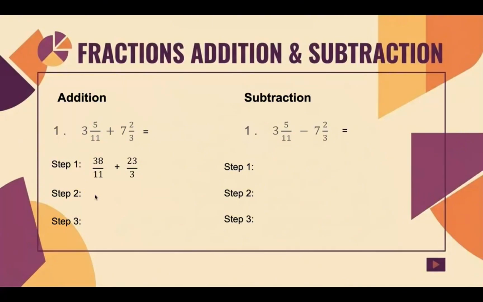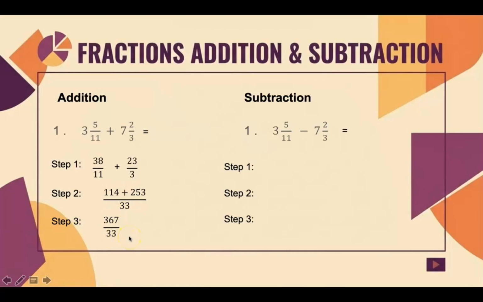Now let's do step 2. The next step is to find the common denominator since 11 and 3 are not the same. We will use the butterfly method to convert these fractions. Let's multiply both of the denominators 11 and 3, which gives us 33. Then we have to multiply each numerator with the other denominator, which is 38 times 3 and 23 times 11. And 38 times 3 is 114 and 23 times 11 is 253. Now the last step is to add the numerators since the denominators are equal. 114 plus 253 gives us 367 and the denominator 33 stays the same.